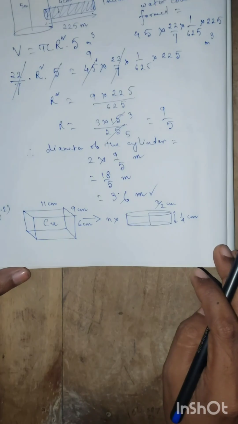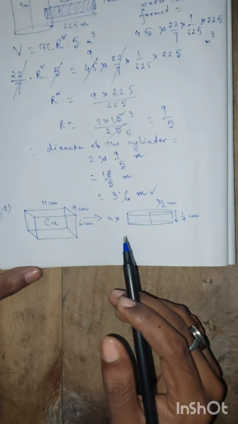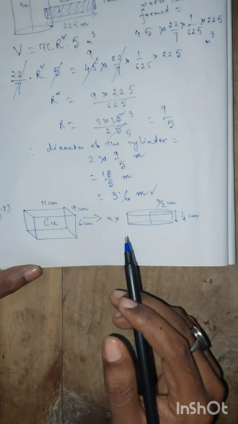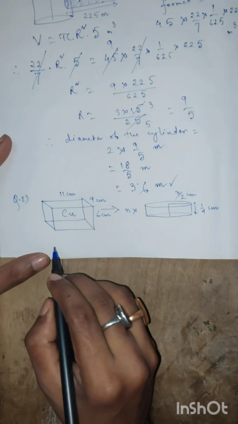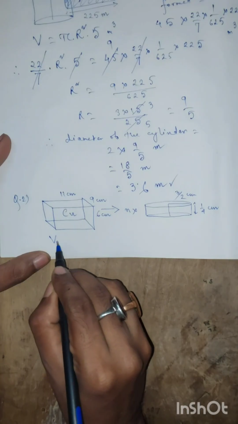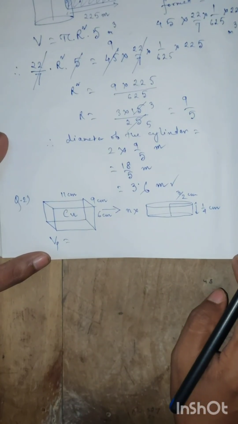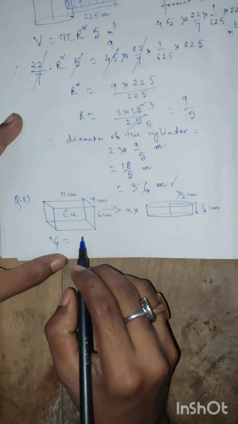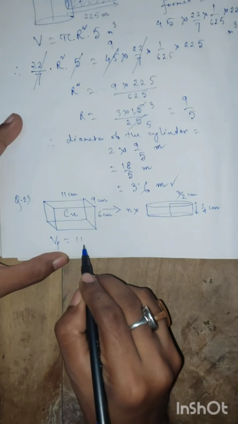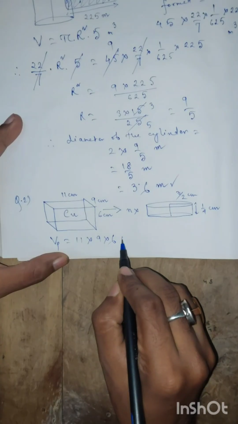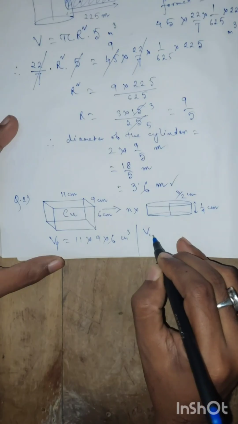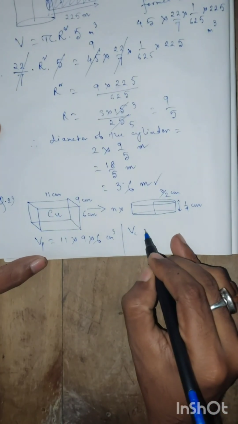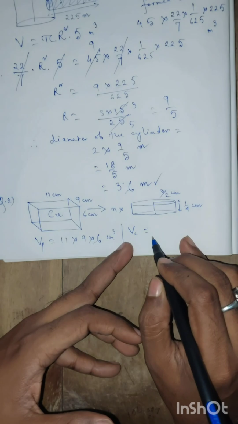So when we are melting something to make something else, we are actually working with the volume. So the volume of the copper parallelepiped, Vp, we know, is length into breadth into height. That is 11 into 9 into 6 centimeter cube, and the volume of one coin, we are denoting it by Vc, the volume of a coin.